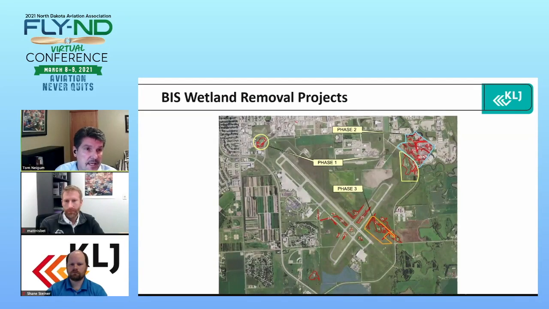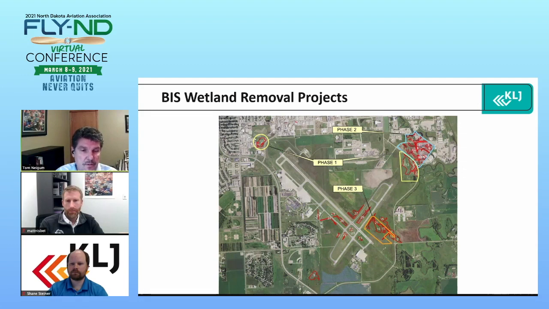And the last thing I want to talk about on Bismarck is wetland removal projects. What you're looking at on the screen, all the red areas are wetlands that were delineated and identified on the Bismarck Airport. So where we're at today is phase 1. You can see identified there, that's been completed. Phase 2 has also been completed, the construction of that.